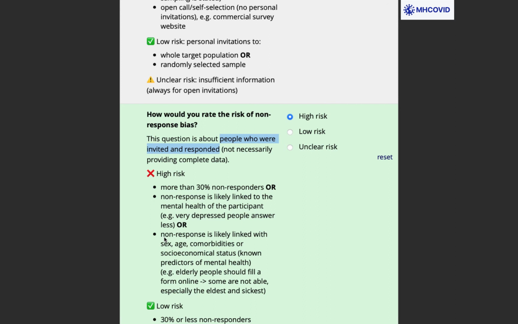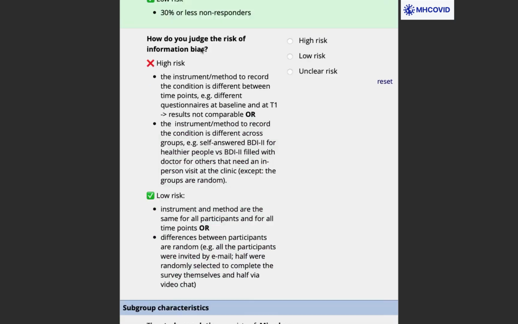For example, people with very serious depression are less likely to fill in questionnaires and return them than people with mild or no depression. If there are strong hints that indicate a significant difference between responders and non-responders in terms of mental health or sex, age, comorbidities, and socioeconomic status, the risk of bias would be judged as high even if the response rate was more than 70%.